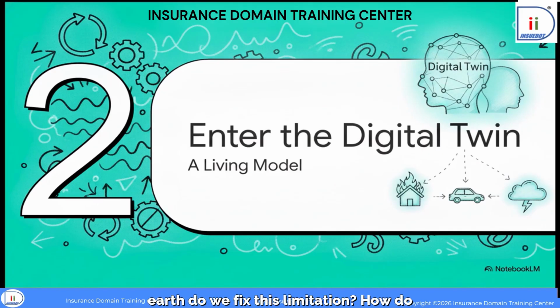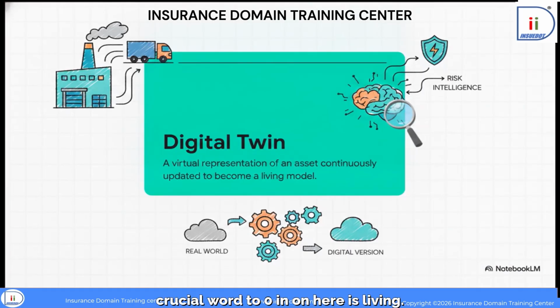So how on earth do we fix this limitation? How do we understand a risk that's constantly evolving? Well, that brings us to Section 2. Enter the digital twin. The absolutely crucial word to zero in on here is living.